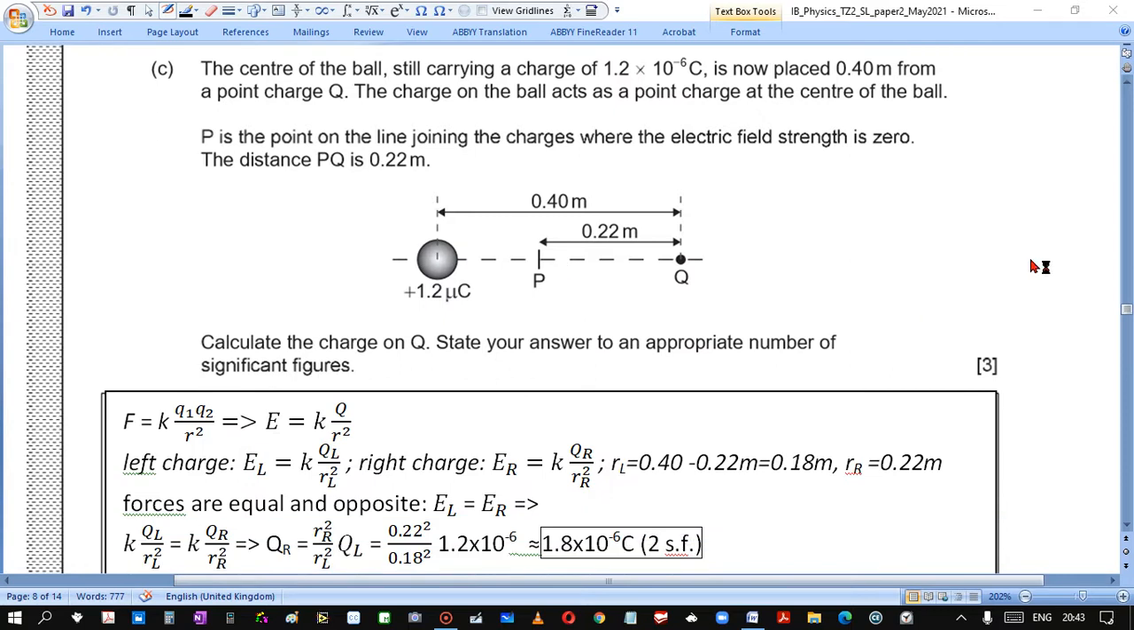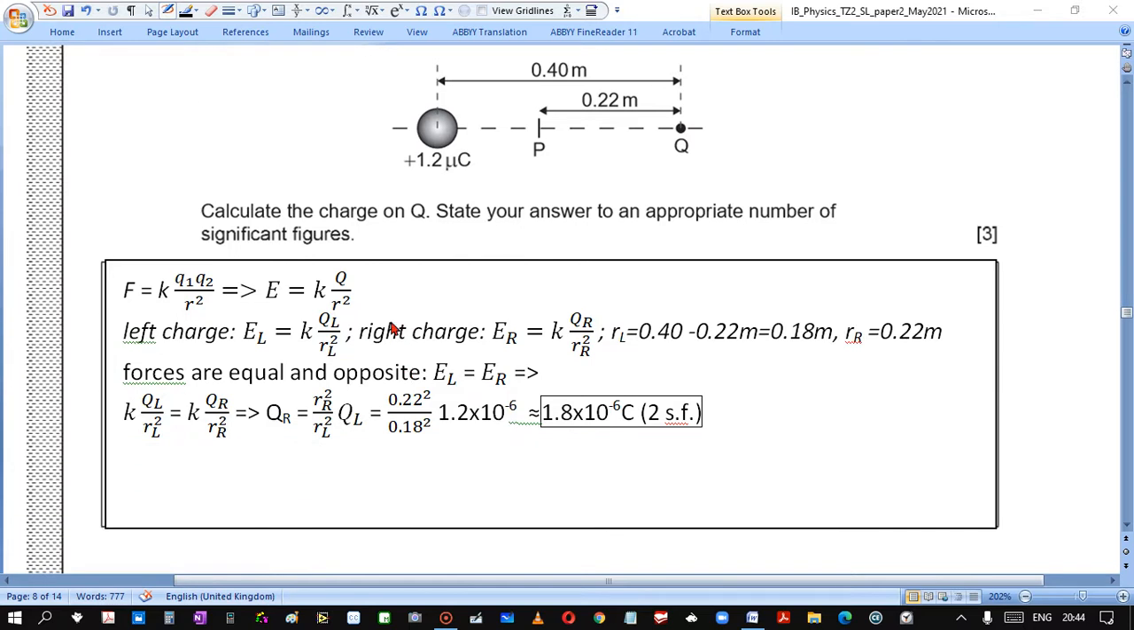The center of the ball, still carrying the charge, is now placed at a distance from a point charge Q. The charge on the ball acts on a point charge at the center of the ball. P is the point on the line joining the charges where the electric field strength is 0. The distance PQ is 0.22. Calculate the charge Q. State your answer to an appropriate number of significant figures.